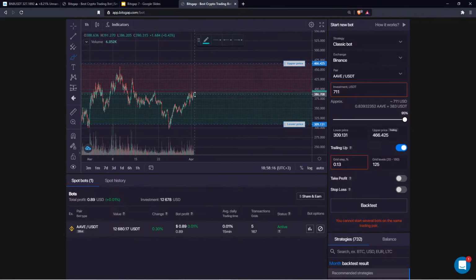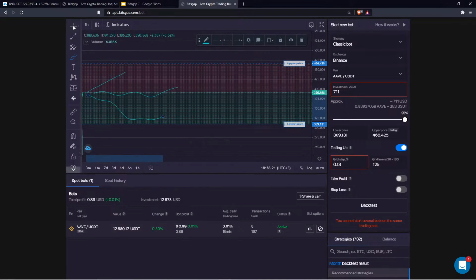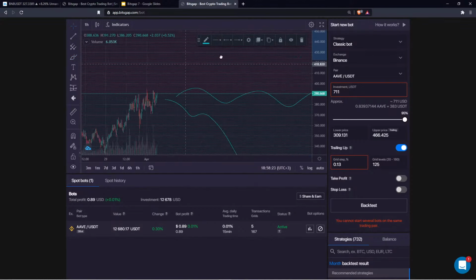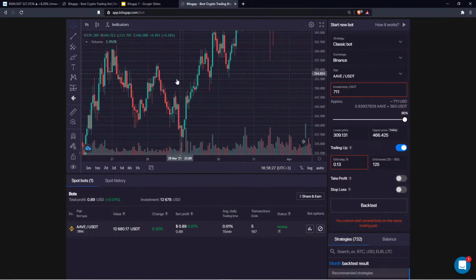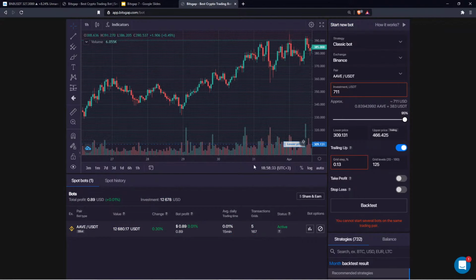Even if the price rises or moves sideways or even falls, you see the bot is able to find these small trade opportunities. You see these market swings. It can buy low and sell high, buy low, sell high all the time, regardless of the trend direction. So that means that bot profit is always positive here.